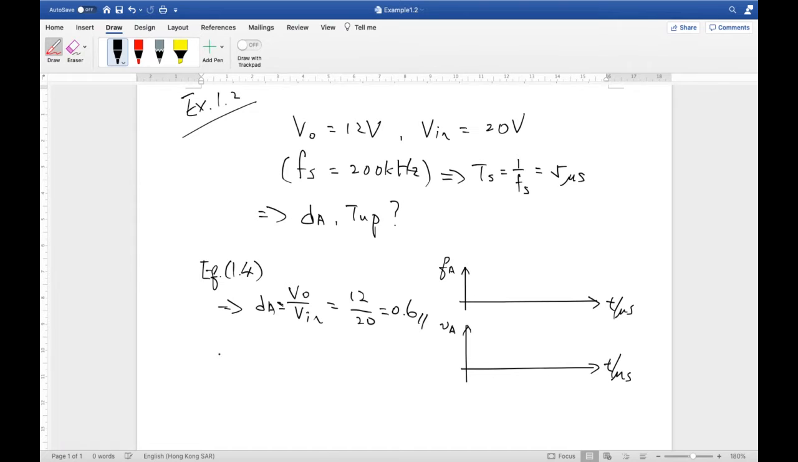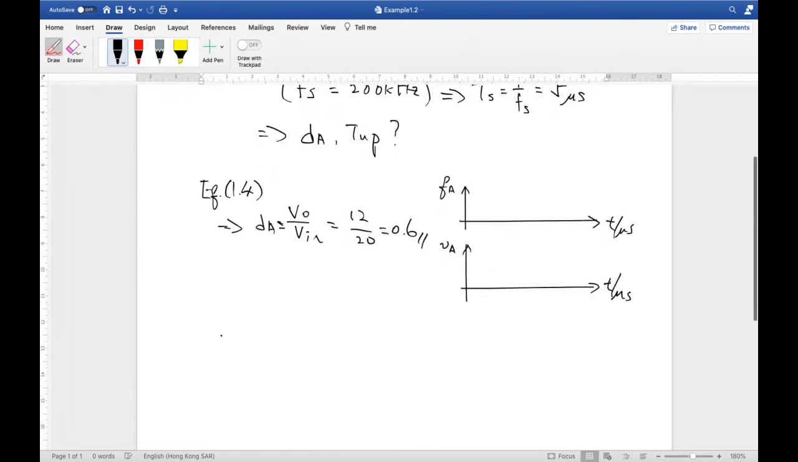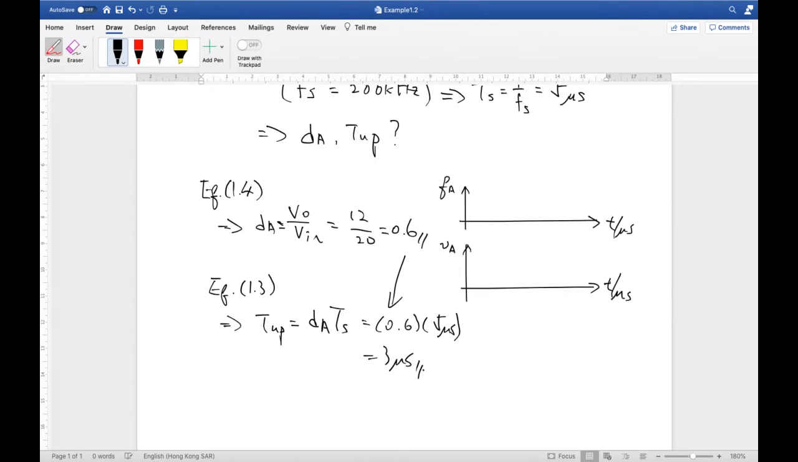Okay, and then the other one is equation 1.3. T-out is equal to, because dA from the definition is the ratio of T-out and Ts. Then substitute these parameters here, 6 and then 5 microseconds. So it will give us 3 microseconds.